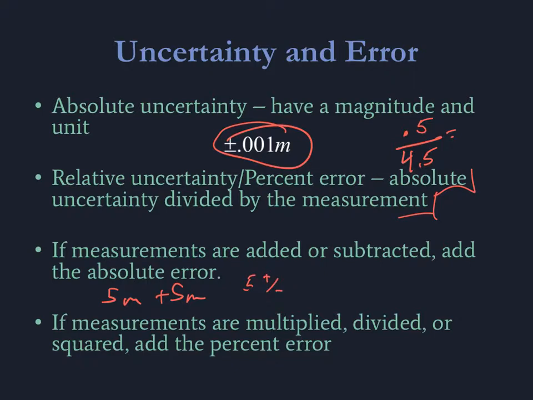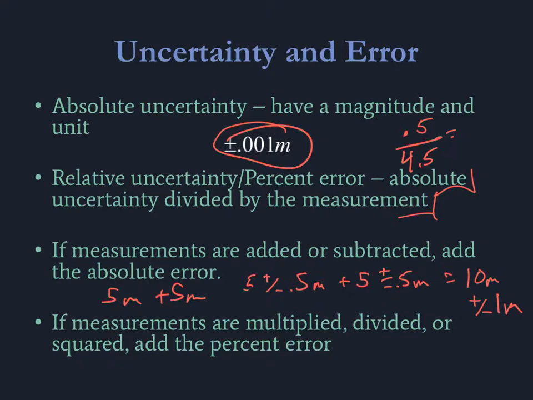5 plus or minus 0.5 meters plus 5 plus or minus 0.5 meters. Okay, so what we're doing is adding two 5-meter measurements. Each one has an uncertainty of 0.5 meters. So our final answer here is 10 meters plus or minus 1 meter, because we added the two absolute uncertainties. So 0.5 plus 0.5 gives us plus or minus 1 meter.